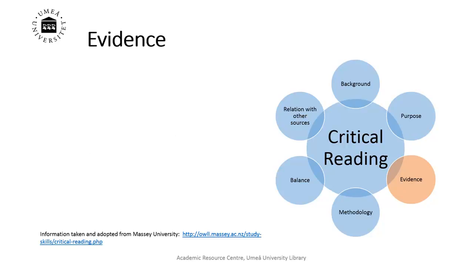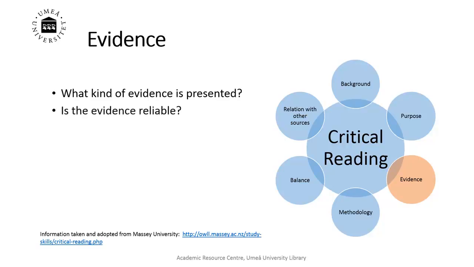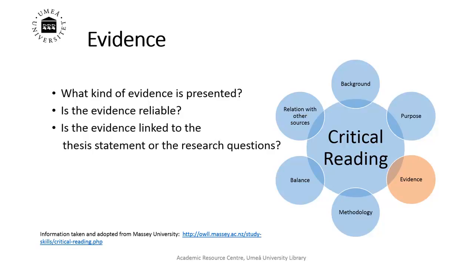Third, reflect upon the quality of the evidence presented in the text, because this will give an indication of how credible and reliable a text is. What kind of evidence is presented? Is it facts, research, opinion, or personal experience? Is the evidence reliable? Do other sources confirm the evidence presented in the text? Does the evidence presented support what you already know about the topic? Is the evidence linked to the thesis statement or the research questions? Does the text provide sufficient evidence to support the thesis statement or answer the research questions?